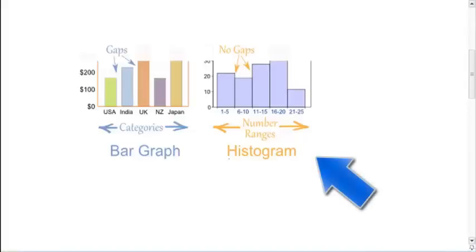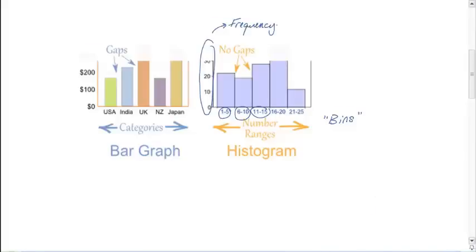Now, notice how the histogram is different. We don't have named categories on the x-axis. We're not looking at different countries or different genders or different grade levels. We're looking at different ranges of numbers. These are what we call, again, bins. And on the y-axis, we have a count of frequency. Frequency means how many.